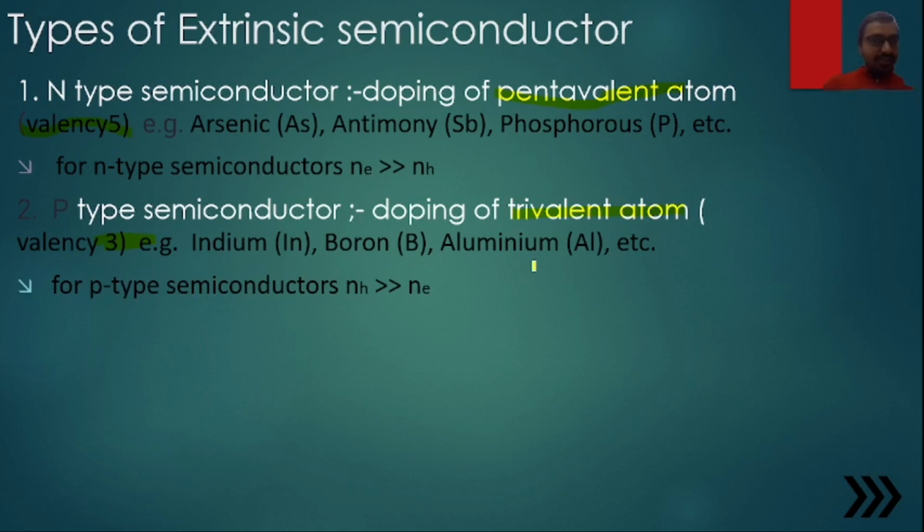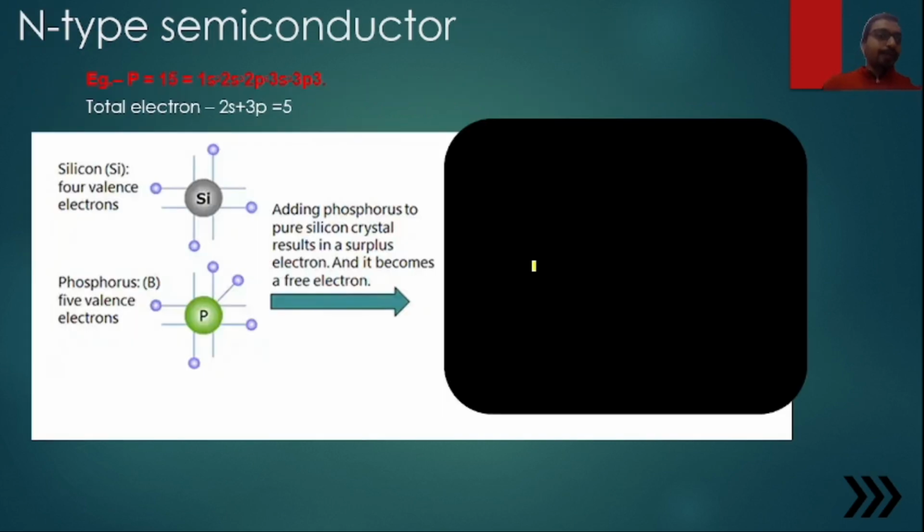Now let us discuss these by an example. So let's consider first the n-type semiconductor. Here I have taken the example of phosphorus. Phosphorus is a pentavalent atom. Pentavalent atom means it has 5 electrons in its outermost shell. Here the outermost shell is the third shell, so it has 3s electrons and 3p electrons, so 5 electrons in the outermost shell. So it is a pentavalent impurity. Here the electronic configuration is shown.